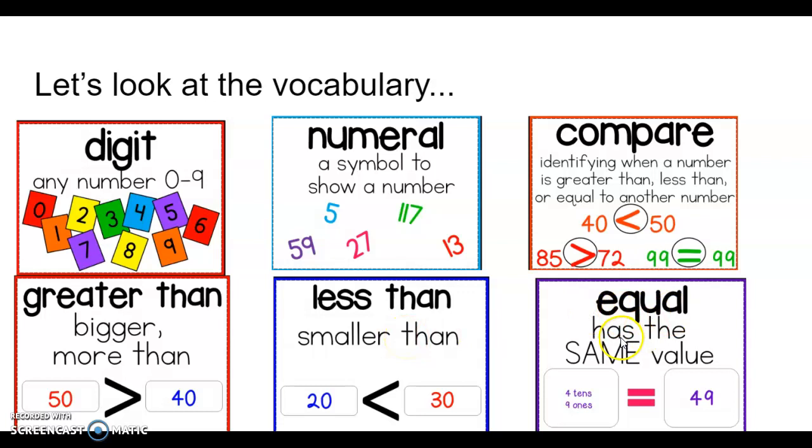If something is equal, it has the same value. So 4 tens and 9 ones is the number 49. 49 is equal to the numeral 49.